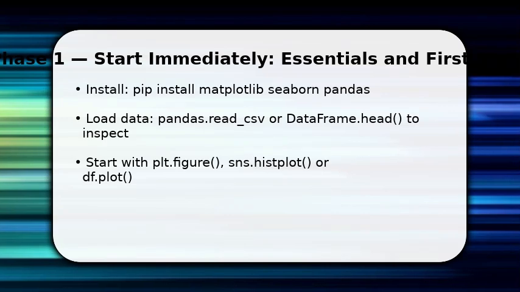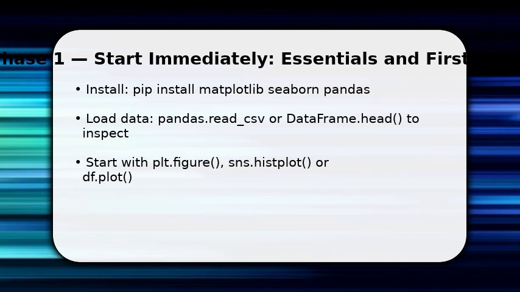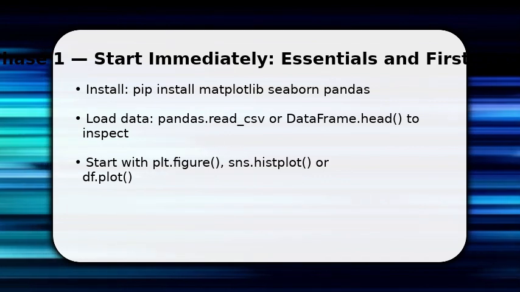You start by preparing tools, install Matplotlib, Seaborn, and Pandas, then load your CSV. Once done, inspect a few rows with df.head to confirm columns. Next, create a figure with plt.figure and plot a simple histogram or line, sns.histplot data=df, column, or plot x equals x, y equals y.